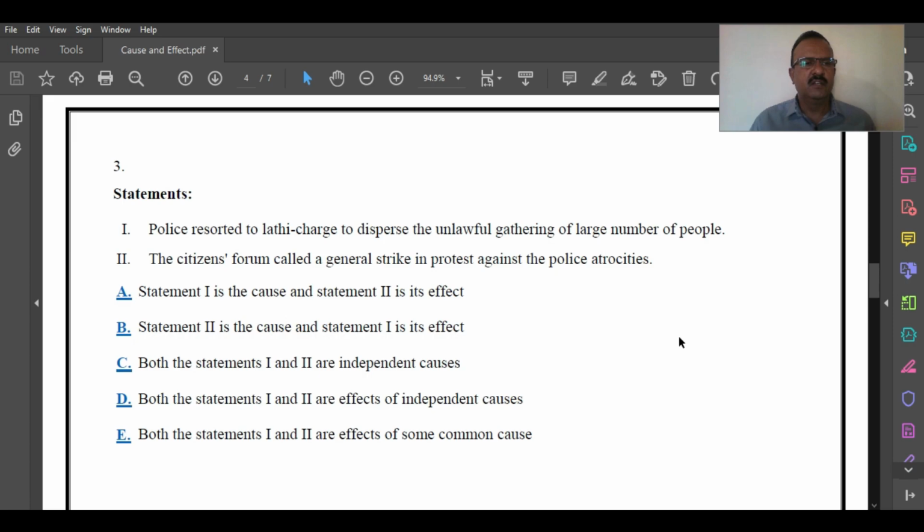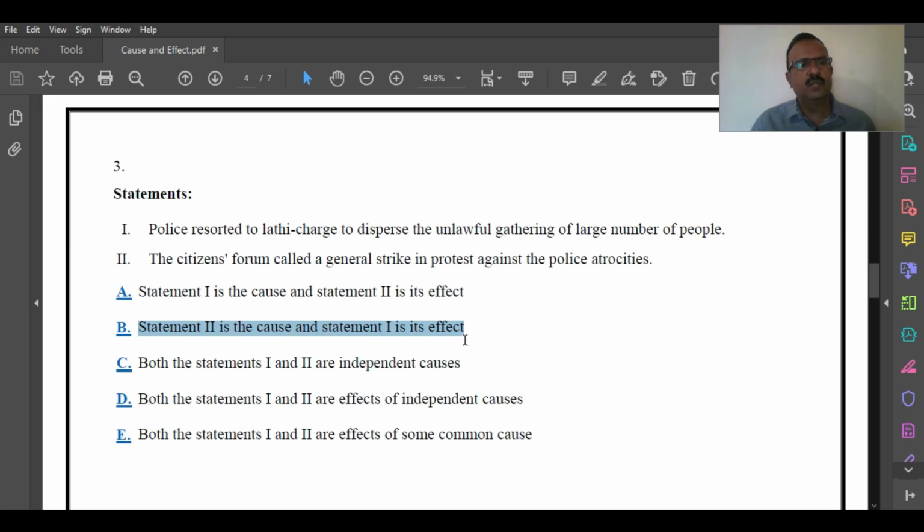3. Police resorted to lathi charge to disperse the unlawful gathering of large number of people. The Citizens Forum called a general strike in protest against the police atrocities. Now, what is the answer for this? The answer for this is B. Just observe that statement 2 is the cause and statement 1 is its effect. The Citizens Forum called a general strike in protest against the police atrocities. So they called a strike.